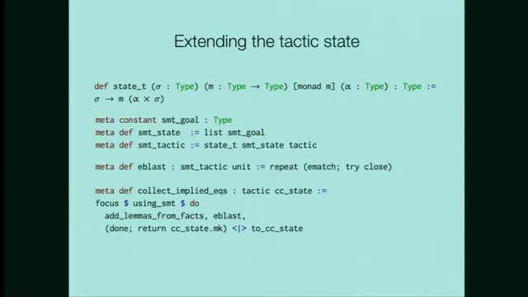You have this eBlast. Now, how does the collects implied equality static work? I'm going to focus on the first goal. Then I'm going to say using SMT, and SMT is going to create the initial SMT state. And now I'm inside of the SMT static monad. I can update the set of lemmas used for heuristic instantiation using the static. I can call eBlast. Then after I call eBlast, if I'm done, I return an empty CC state because I basically solved the goal. Otherwise, I return the state of the congruence closure procedure that contains the set of implied equalities.